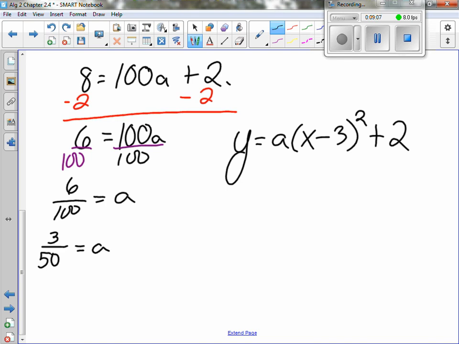So before we move on to this next part, are there any questions on how we found A? Any questions on how we found the value of A? Questions?